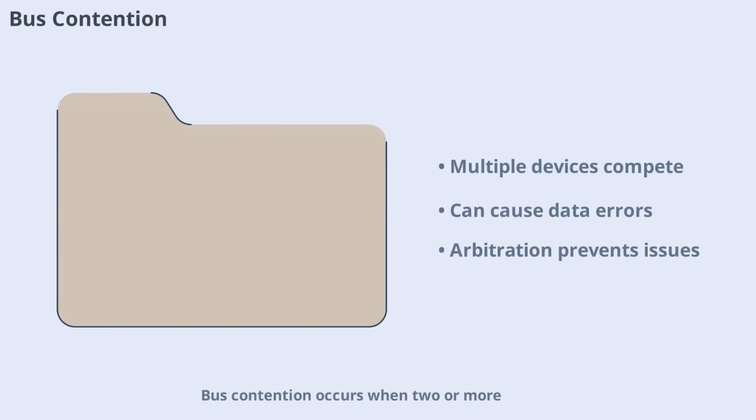Bus contention occurs when two or more devices attempt to use the bus simultaneously, leading to conflicts and potential data corruption. To prevent this, systems use arbitration and control mechanisms that ensure only one device can access the bus at a time. Proper management of bus contention is vital for maintaining system stability and performance.